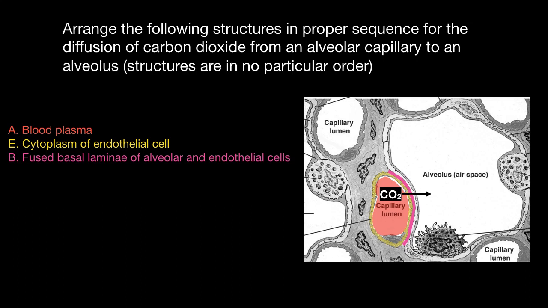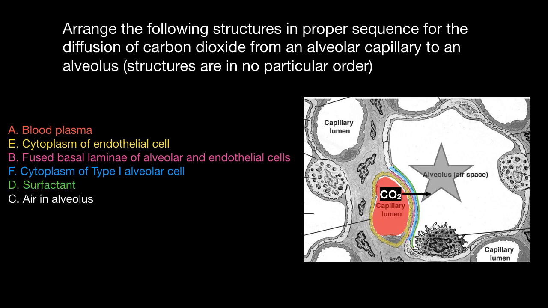Once through the basal lamina, it enters the cytoplasm of what I like to call the type 1 alveolar cell, but you can also refer to it as the type 1 pneumocyte. And then once through the alveolar cell, it goes through the surfactant and finally into the alveolus. Now we've just talked about carbon dioxide's transfer from the capillary all the way into the alveoli, but it's just as important to understand how oxygen goes from the alveoli into the capillary. It's the exact same structures, just in reverse.